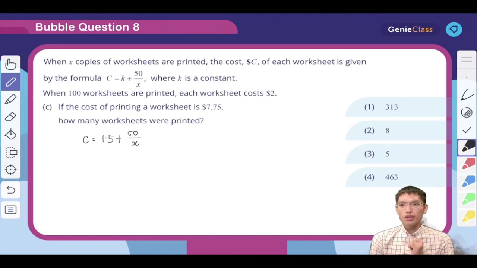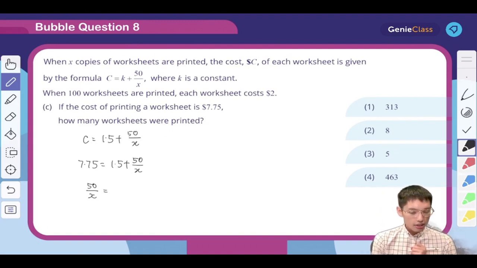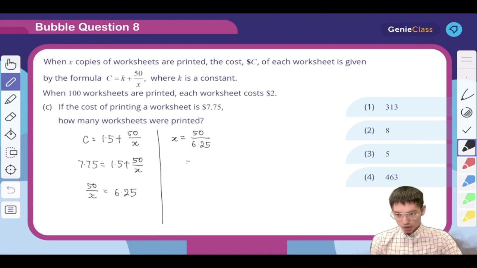So take note, the cost of printing this worksheet is $7.75. So where do we sub in, C or X? I think the option is quite clear. In this case, it will be C, so 7.75 = 1.5 + 50/x. Now from here, that's where we solve. Over here, 50/x = 7.75, manipulate, do we plus or minus? Minus, in this case, 6.25. And from here, once we have this, x = 50 divided by 6.25. This is equal to 8.